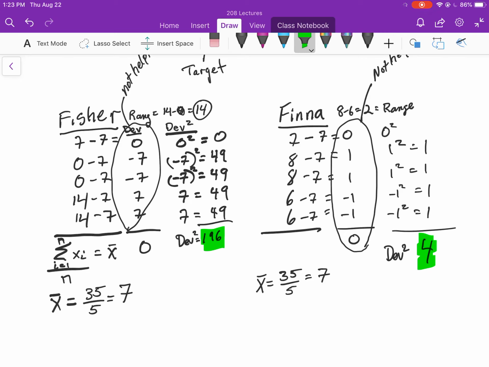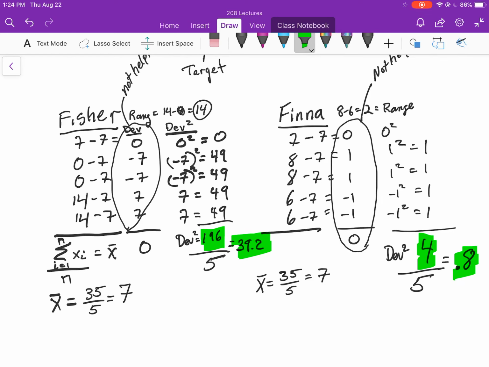So what we can do is take the average of the deviation squared. So what I'm going to do is take those deviations squared and divide by the number of observations, which is 5 in this case, and it's 5 in this case. So this one is going to be 4/5, which is 0.8 for Finna, and it's a little trickier for Fisher. I have to get out my calculator, but I can just divide by 5 equals 39.2. Now we still have a very good measure there, and I'm going to highlight that measure, 39.2 and 0.8, to compare these two.